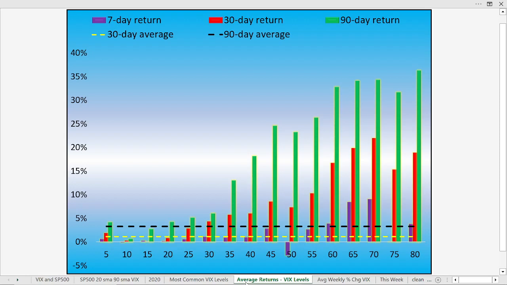But we can see here the average return. Let's say the green histogram bar shows the average return over the next 90 days on the S&P 500. When the VIX is at the 15 to 20 level, the S&P 500 only has an average return over the next 90 days of around 3%. When the VIX is at the 20 level, we only expect the S&P 500 to go up almost only 4% over the next 90 days or so.